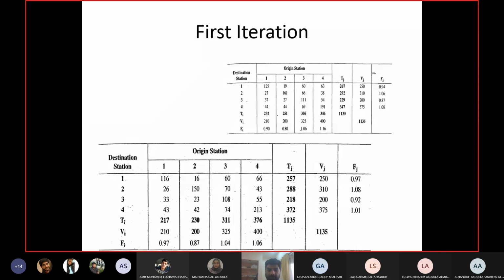When I was calculating these values, for example, when I was calculating 116, I used the value from the previous iteration. Don't use the initial value. The initial value, if you remember, was 50. But in the next iteration, I will use the value from the previous iteration. So to calculate 116, I have used 125.